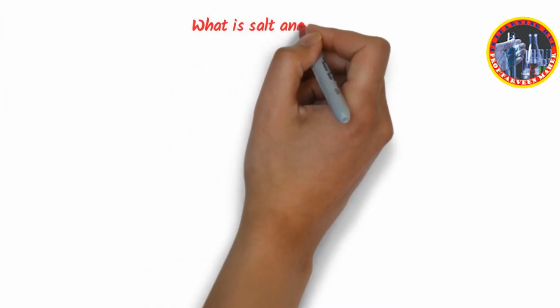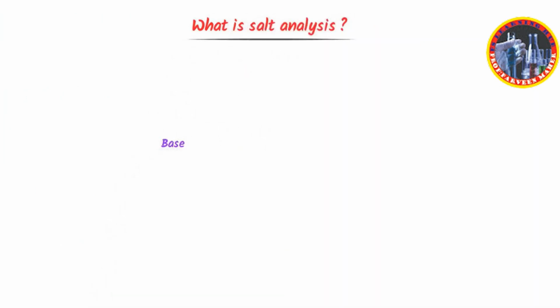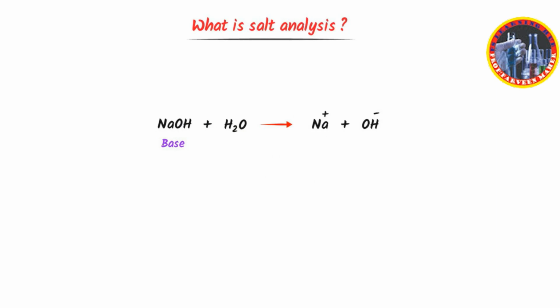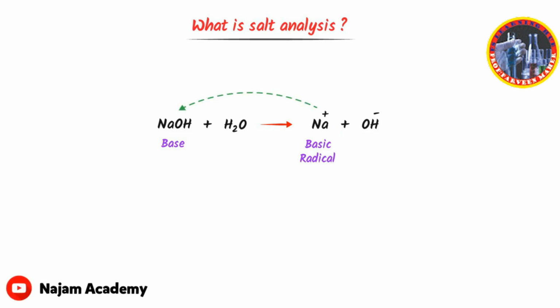Now what is salt analysis? Well, consider a base, sodium hydroxide. When we add water to it, sodium and hydroxide ionize into respective ions. Now this cation of sodium is known as basic radical. It is because this sodium ion belongs to base sodium hydroxide. So we call it basic radical.